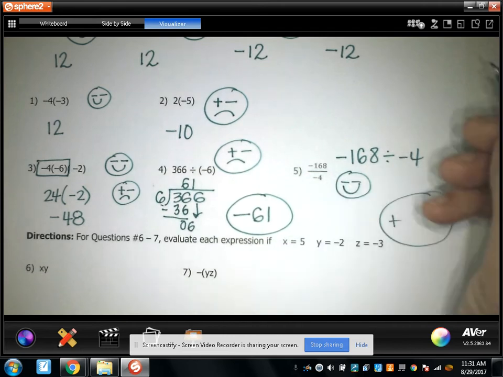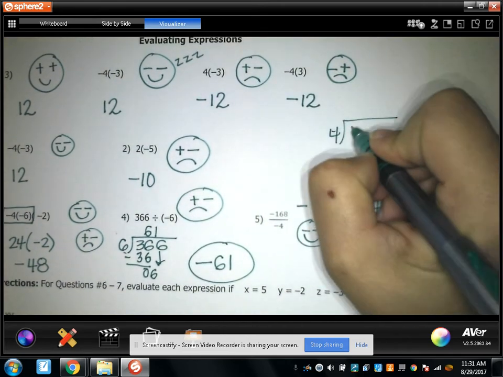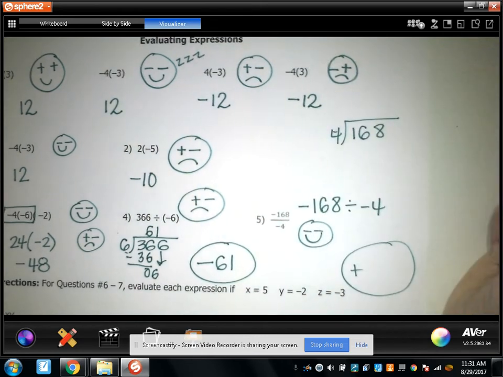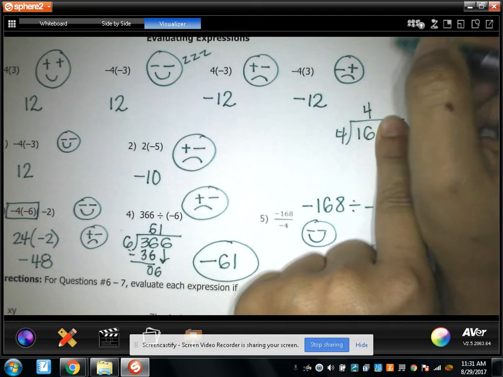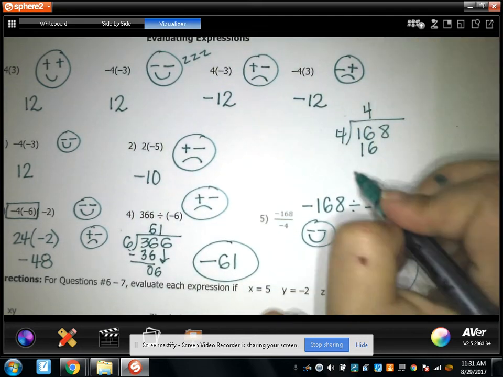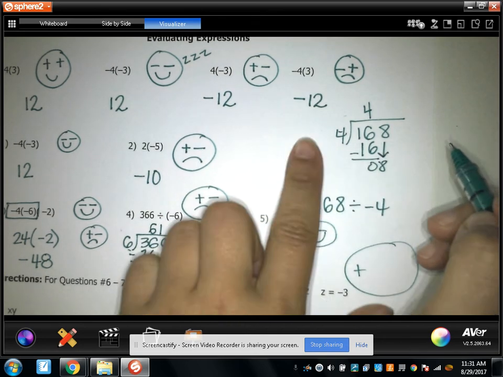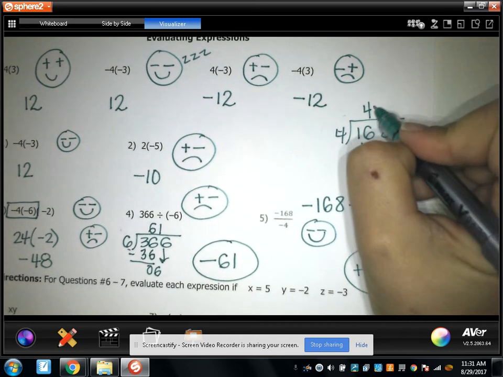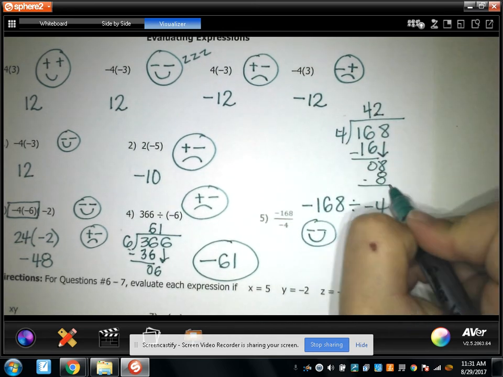So how many times, I'm going to do my math up here, how many times does 4 fit into 168? Well, 4 fits into 16 4 times. 4 times 4 is 16. Subtract. Bring down my 8. How many times does 4 fit into 8? It's in twice. 2 times 4 is 8. My answer is 42.